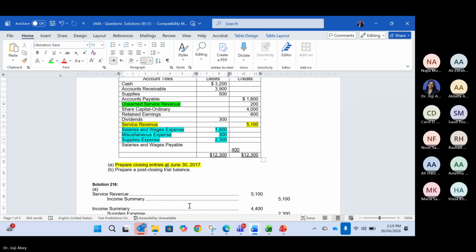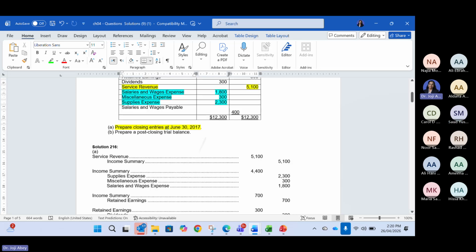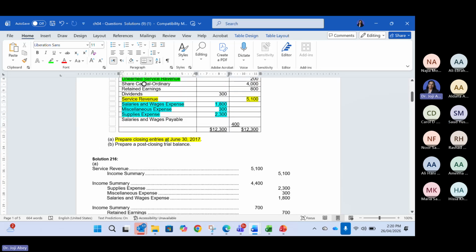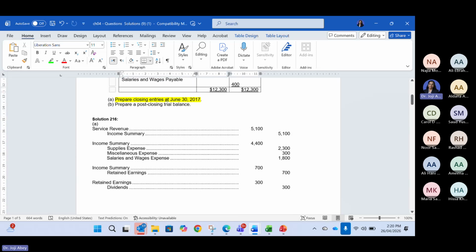Ali Hani. Okay. Yes. The words with expenses are expenses. And of the words with revenue, only this unearned revenue we are considering as a liability. So now we want to close the accounts. While we are closing, we close the income items with income summary. That means, see here, we have only one income here, service revenue 5,100. When we close, the journal entry will be service revenue to income summary.